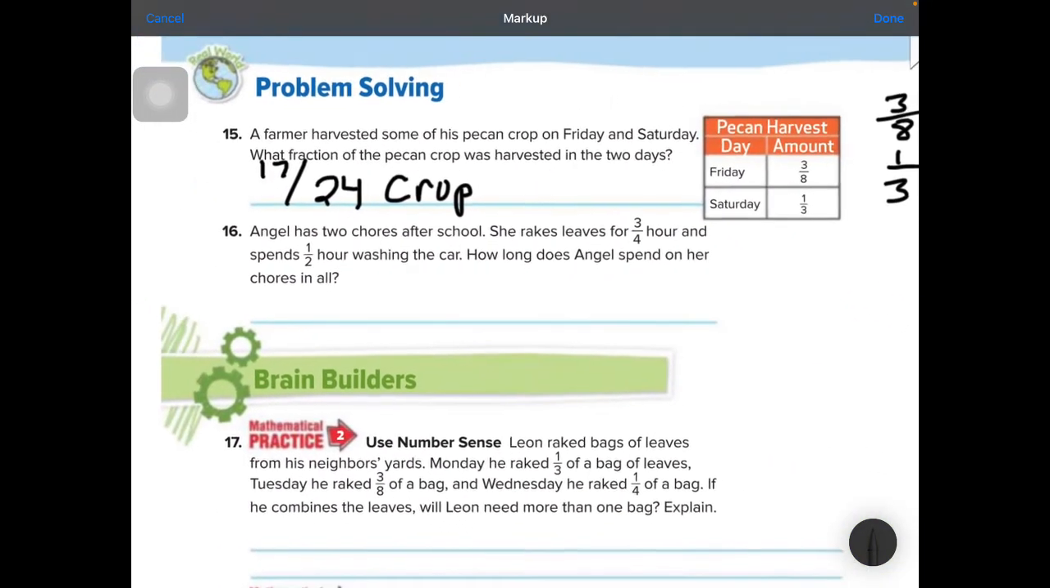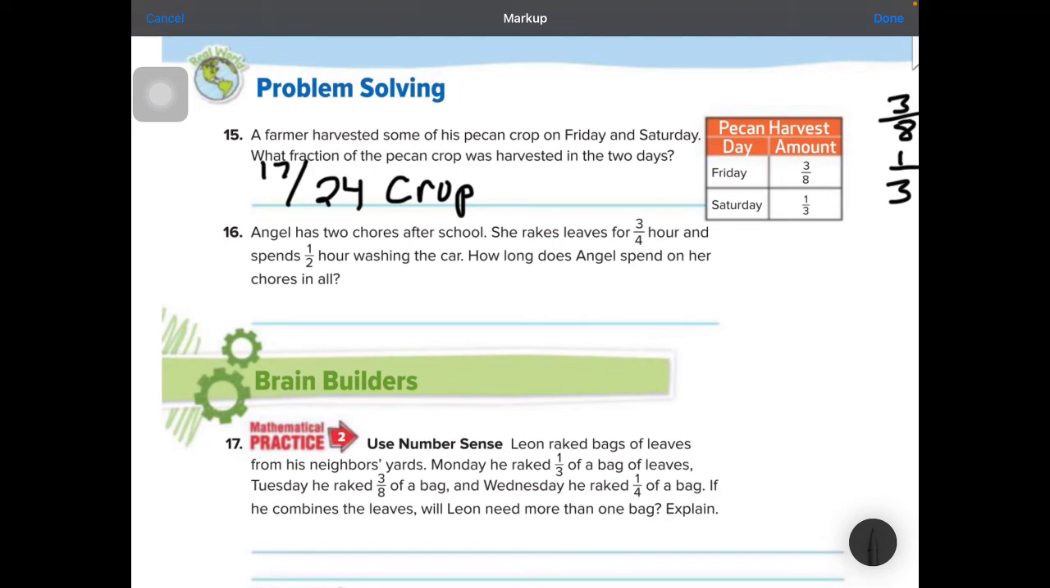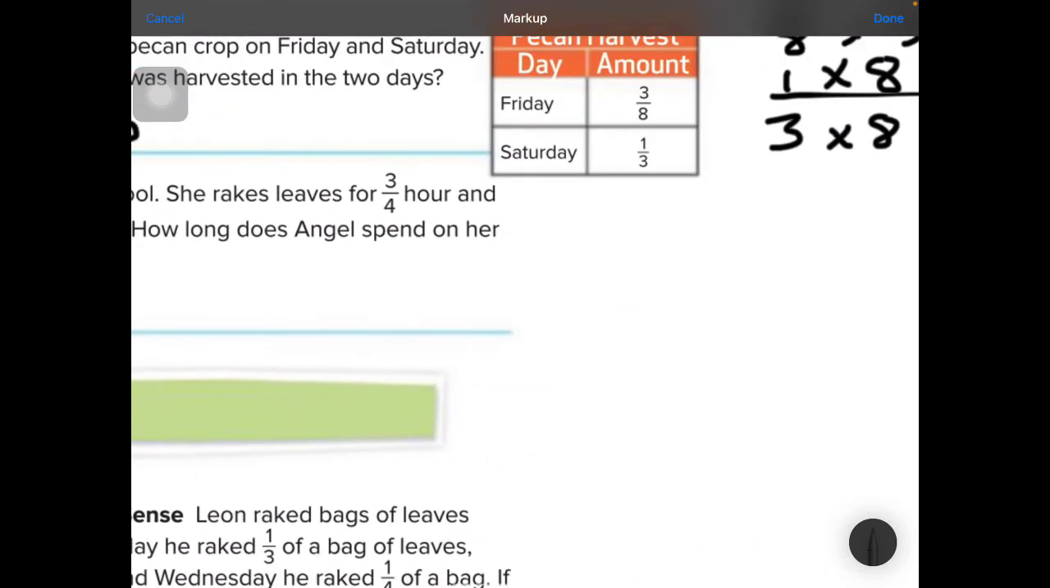Angel has 2 chores after school. She rakes leaves for 3/4 of an hour and spends a half an hour washing the car. How long does Angel spend on her chores in all? Okay, they're not looking for you to convert this to minutes. They just want you to add 3/4 and 1/2. So let's do that over here.